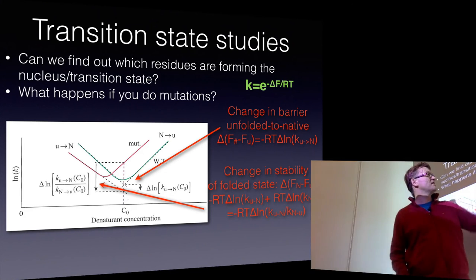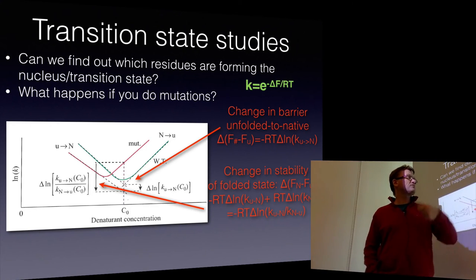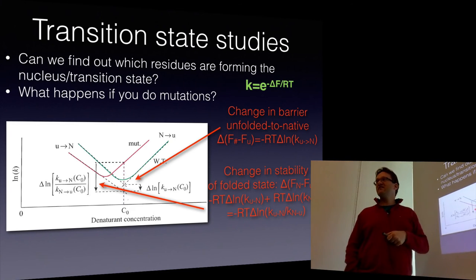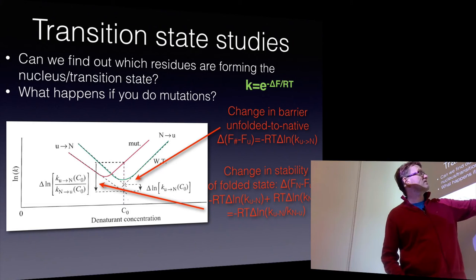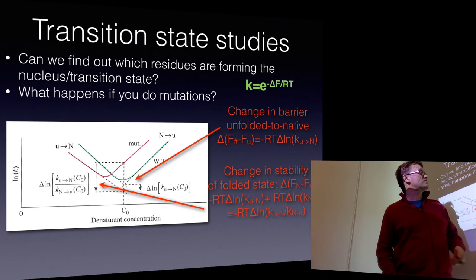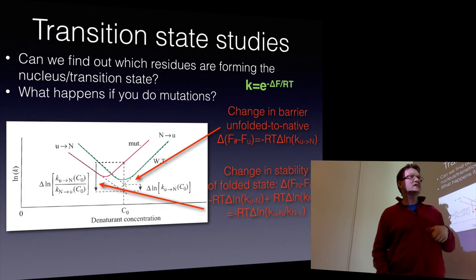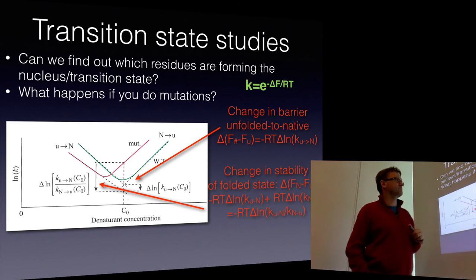But I can use that equation again. If I go from unfolded to native, that is like going from unfolded to transition and then transition to native, right? So I just end up with two equations like that. But the second one will have a minus sign. Because first I go from unfolded to transition state, that's the same, but then I go from transition state to native, and that's like minus going from native to transition state, right? So I end up with exactly the same thing, but I get two terms like that.